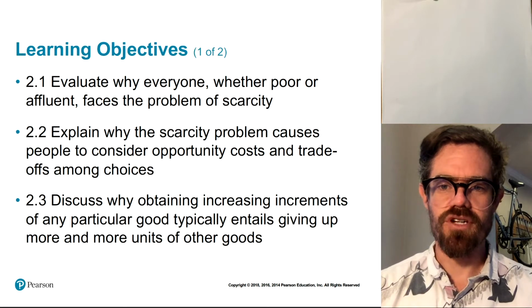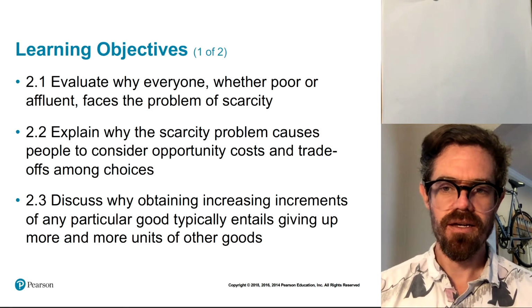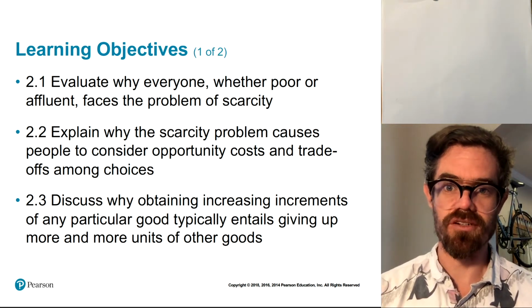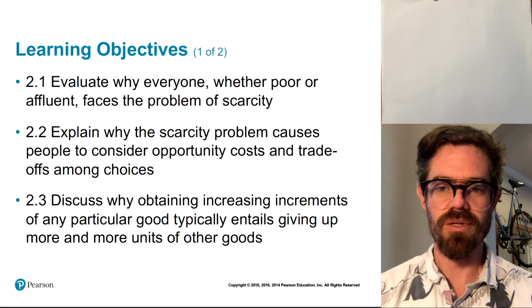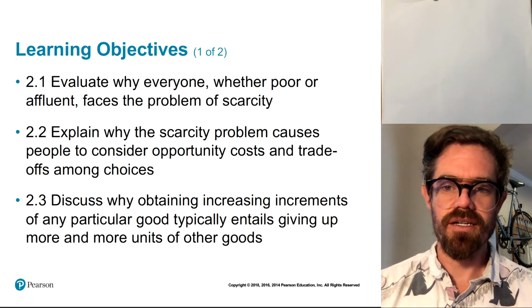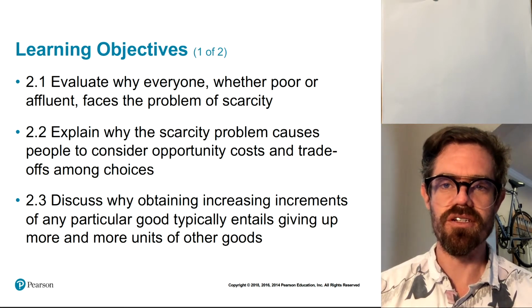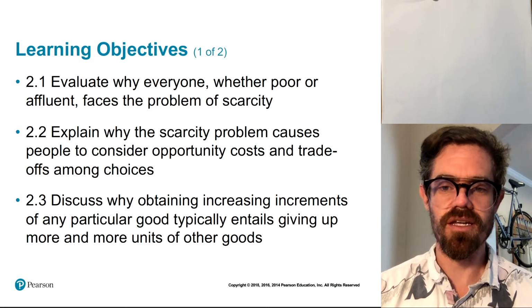All right, so our learning objectives for this chapter. For section 1, we want to be able to understand why everybody, whether they're poor or affluent, rich, everybody faces this problem of scarcity. So we'll talk about what scarcity is and why everybody faces it, even rich people. And then we'll move on to section 2 and explain why this issue of scarcity requires people to consider something called opportunity cost, as well as other trade-offs when they're deciding between alternatives and making a choice.